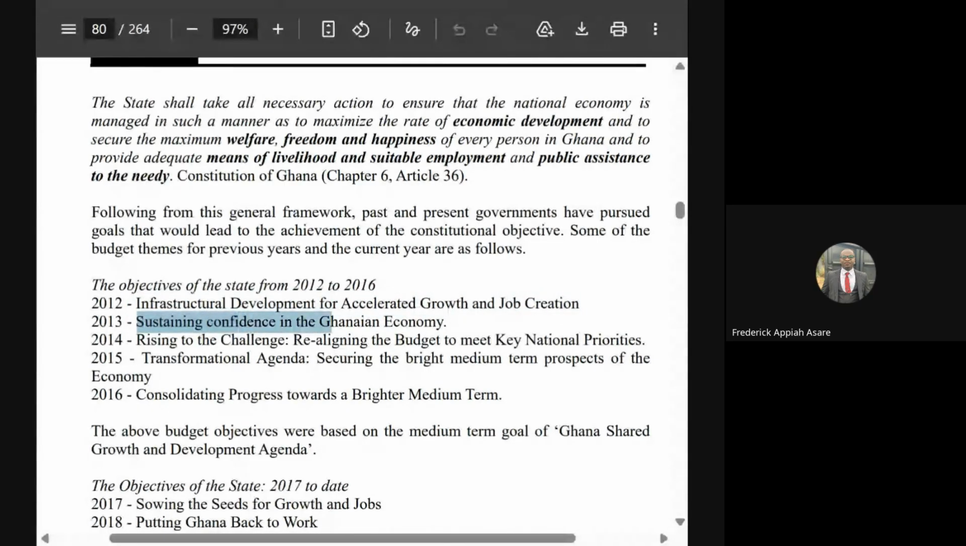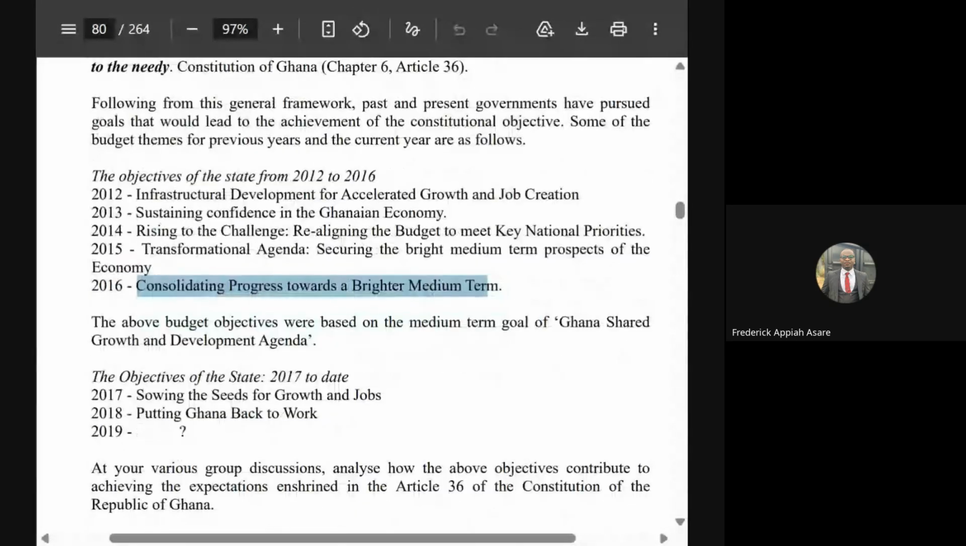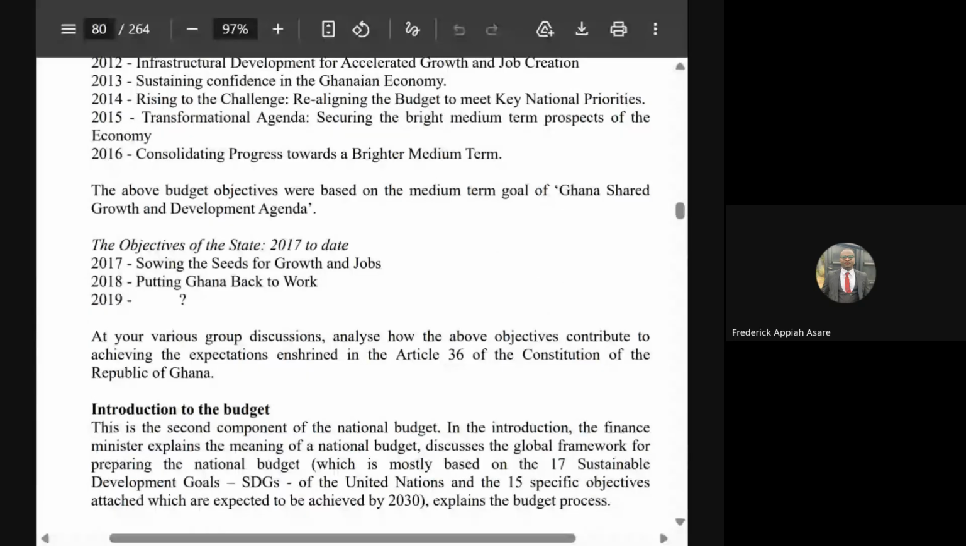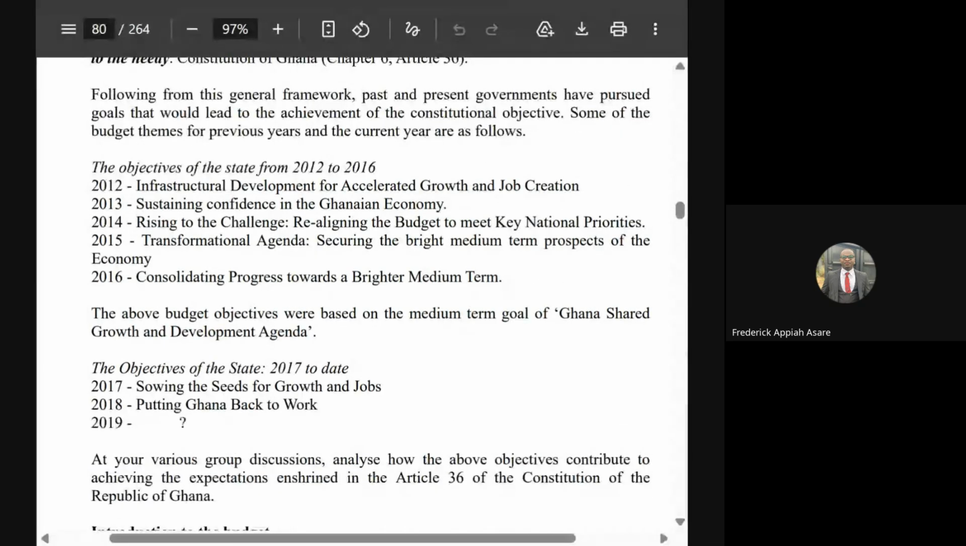2013 was sustaining confidence in the Ghanaian economy. 2014 was rising to the challenge, realigning the budget to meet key national priorities. 2015 was transformational agenda, securing the bright medium-term prospects of the economy. The objective for the 2016 budget was consolidating progress towards a brighter medium term. These were the objectives of the state budget.